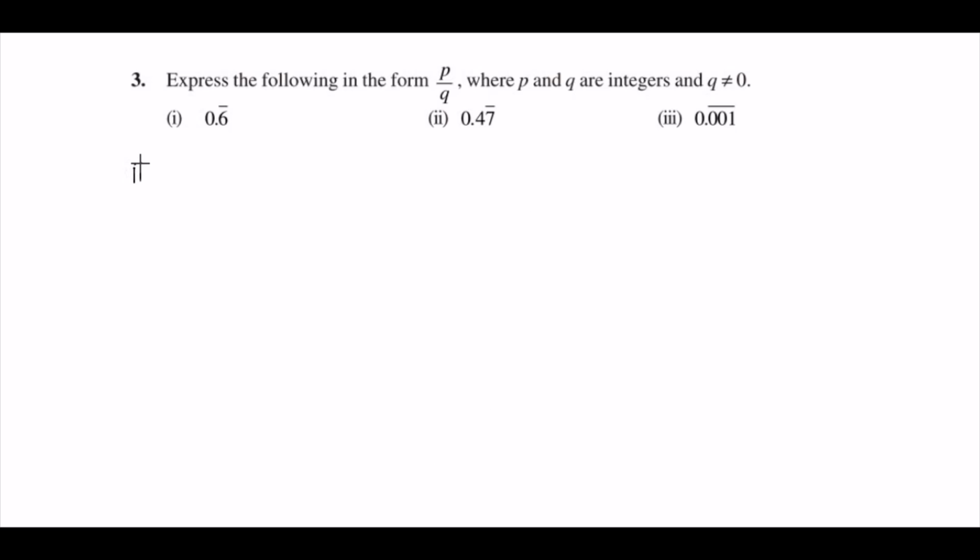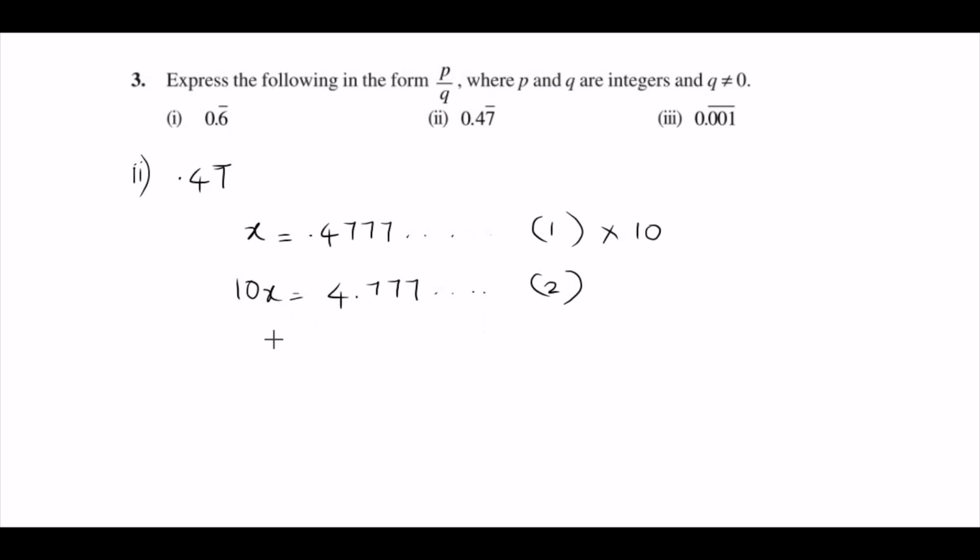Now the second non-terminating and repeating decimal expansion is 0.47 bar. Here only the digit 7 is repeating. So let x be 0.47777 that goes on with the first equation. And here only one digit is repeating. So multiply this first equation by 10. So you get 10x is equal to 4.777. So here this is the second equation.